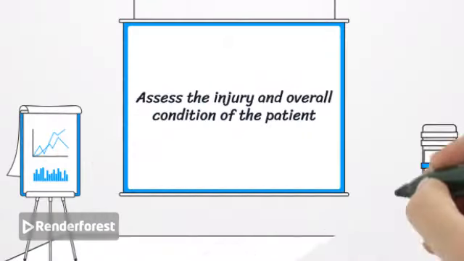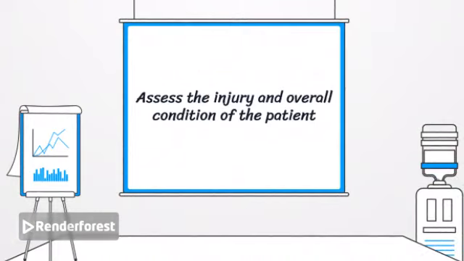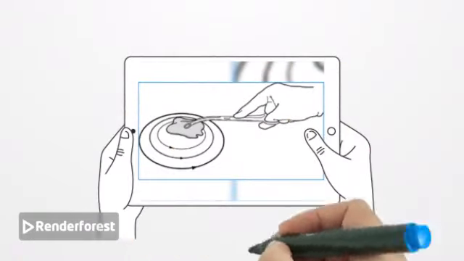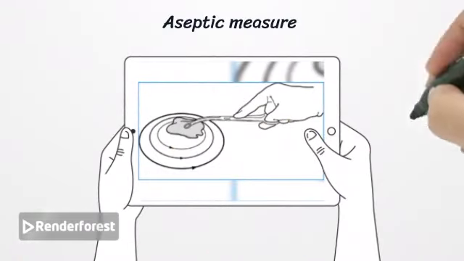Assessing the patient's overall condition and the extent of the injury. Check for signs of shock, bleeding, and other injuries. Use an aseptic measure. Apply antiseptic over the laceration, like povidone iodine.